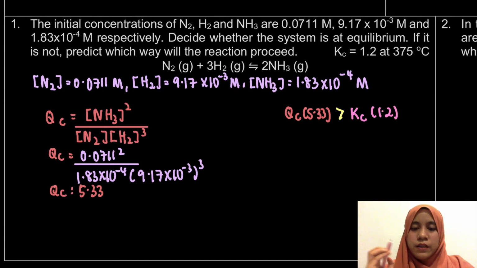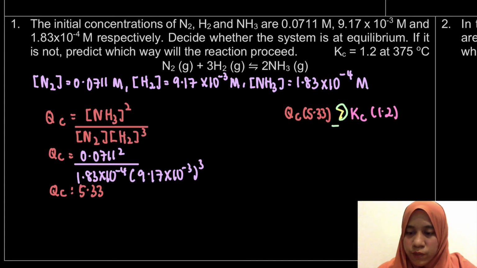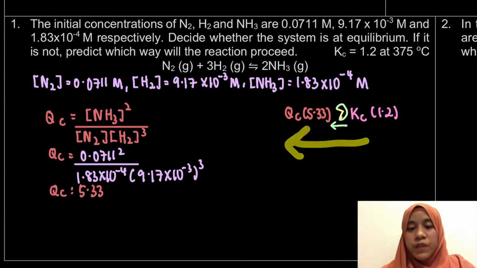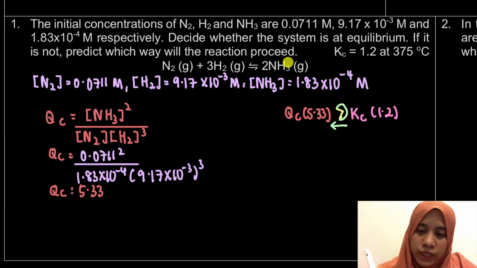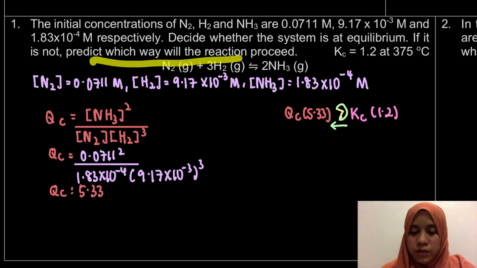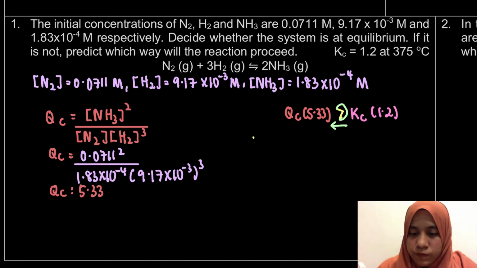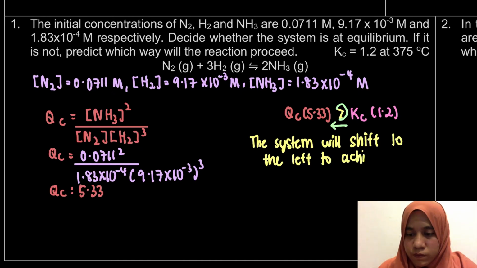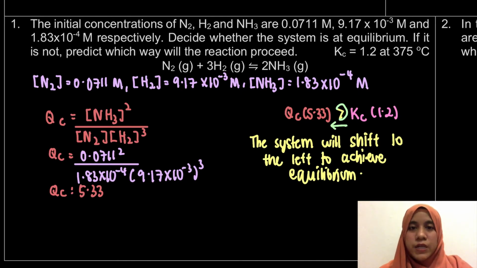So dia tanya lagi, the question tanya predict which way will the reaction proceed. So kita tahu kalau kita buat Pac-Man kan, from here mulut kita ni is actually to our left kan. So we have to write the system will shift to the left to achieve equilibrium. So what does it mean by shift to the left tu? Maksud dia produk ni akan change to our reactant untuk capai kita punya equilibrium. But then how to answer this one? It's enough bagi tahu the system will shift to the left to achieve equilibrium. Okay, so that is how you answer the question.